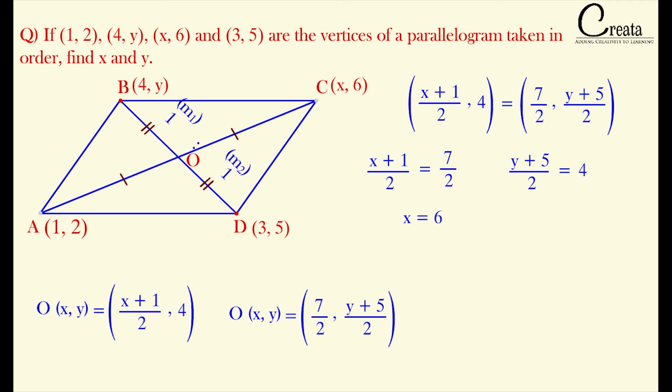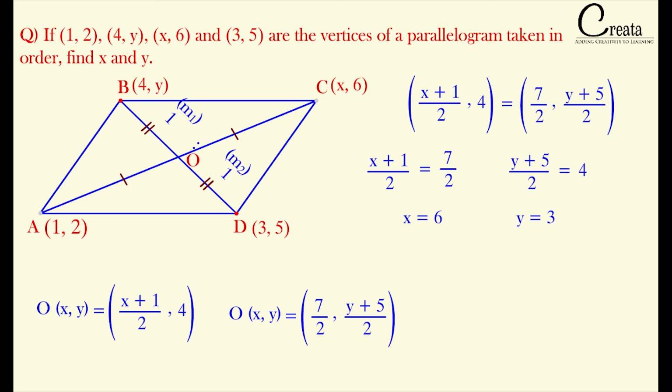Similarly, let's equate the y coordinate. On solving, we got y is equal to 3. Okay, we got value of x as 6 and we got y as 3. That is the answer of the question. So how have we approached this question? We have applied the section formula and we have applied the property of the parallelogram, that is the diagonals of the parallelogram bisect each other. So based on these properties, we have solved the question.